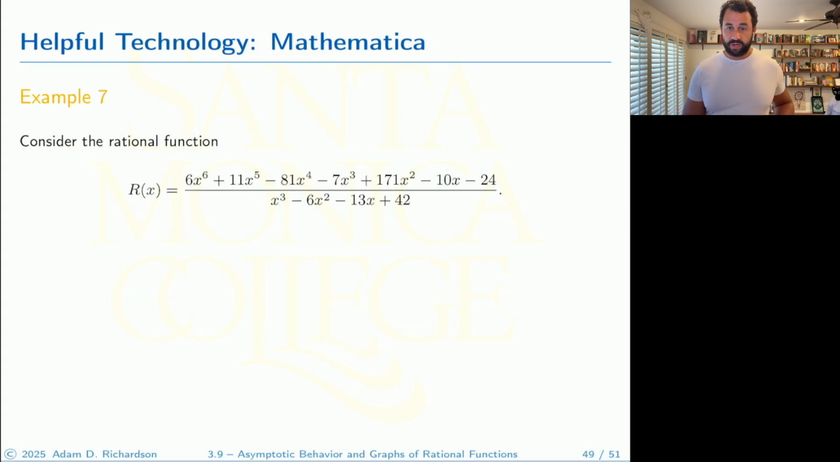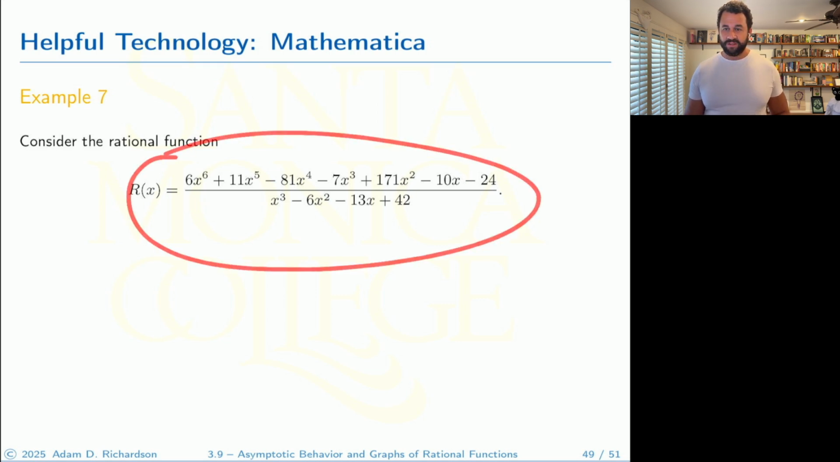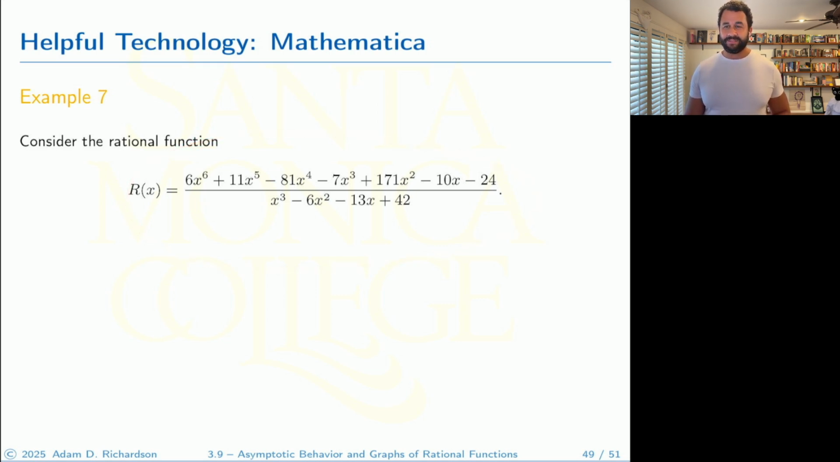Let's try it. We're going to try it on this one. Hopefully when you see something like this, you feel a little twinge like, oh my gosh, you don't want to have to do that by hand. It's going to be pretty rough. I mean, this is degree 6. This is degree 3. If you wanted to actually graph it, or find the polynomial quotient, it's going to be a long process. This is ripe for computers to help us with, right?